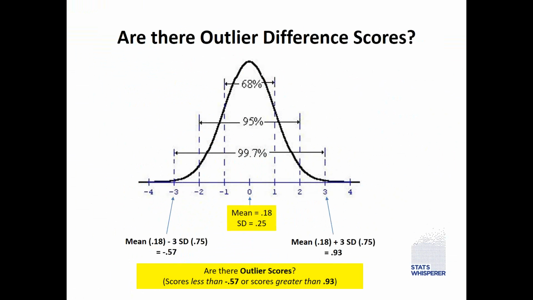In practical terms, 0.93 is a big change from pretest to post-test regarding happiness difference scores. So anybody that gets around a 1-point change from pre to post is going to be a real outlier score.